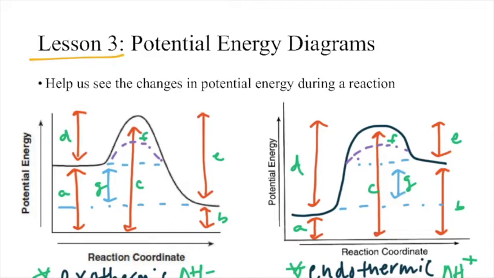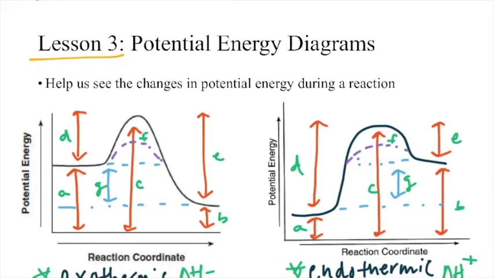So I'm going to write them up at the top here. So we have A. That is not an A. That's more of an A. So this is the potential energy of our reactants. And this is the stored energy, right? So how much energy they're holding on to before they get going.